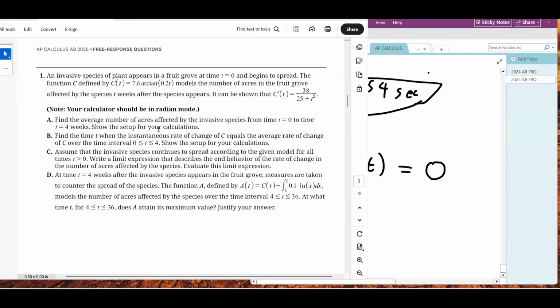At time t equals 4 weeks after the invasive species appears in the fruit grove, measures are taken to counter the spread of the species. The function a, defined by a of t equals c of t minus the integral from 4 to t of 0.1 ln of x dx, models the number of acres affected by the species over the time interval 4 to 36. At what time t in 4 to 36 does a attain its maximum value? Justify your answer.